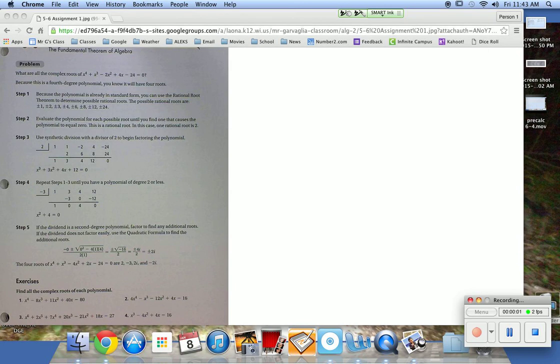Chapter 5, Section 6. We're looking at this polynomial: x cubed plus x cubed... 2x squared plus 4x minus 24 equals 0.